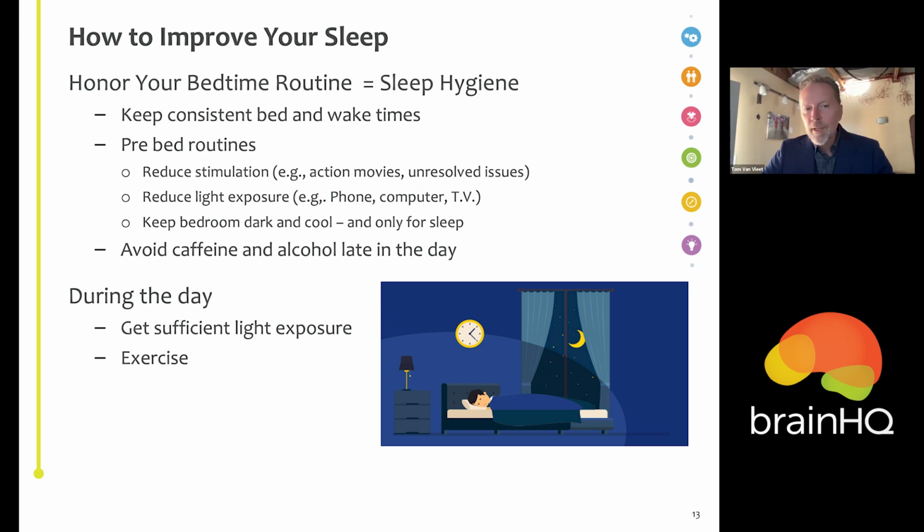And as I mentioned before, avoiding caffeine and alcohol intake late in the day. These are all things you can do from a sleep hygiene perspective. And then in addition to that, during the day, try to get sufficient light exposure and exercise. Enough activity and light exposure ensures that your brain is locked into the necessary cues that signal a transition from waking state to sleep. And these have been shown to be beneficial in terms of sleep regulation over the long haul.